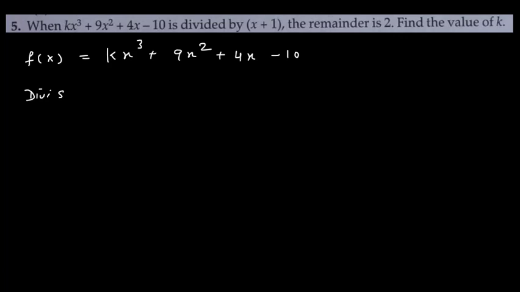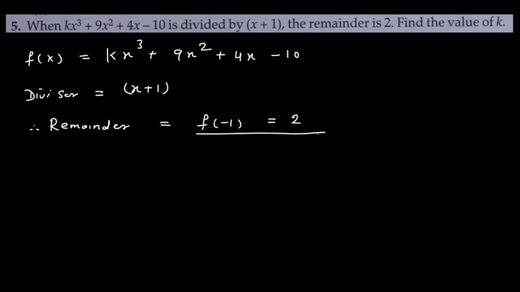Divisor is x plus 1. So therefore the remainder will be f of minus 1, and it is given that the remainder is 2. f of minus 1 is 2. So therefore in place of f of minus 1, what can we write? We can write k into minus 1 cube plus 9 into minus 1 square plus 4 into minus 1 minus 10 is equal to 2.